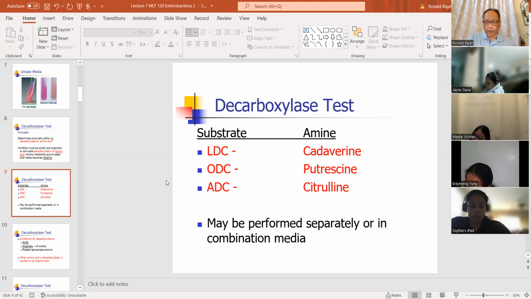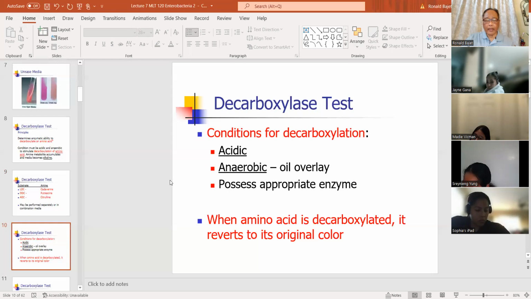And they may be performed separately or in combination media. This is another thing that you're going to be asked. It's going to be on a test. What are the conditions for decarboxylation to occur? The environment has to be acidic, low pH.